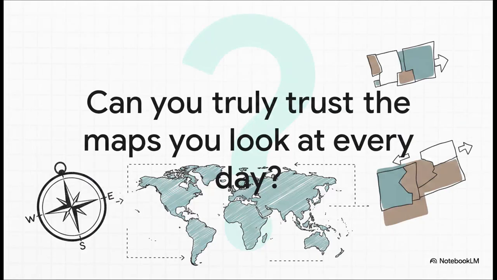So I want to start by asking you a really simple but kind of profound question. Can you truly trust the maps you look at every day? We all tend to view maps as this absolute objective truth, right? Like, it's just math. But as we're going to discover, every single map is actually a massive combination of historical choices, geopolitical realities, and, well, a whole lot of mathematical compromises. We really need to learn how to read between the lines here.